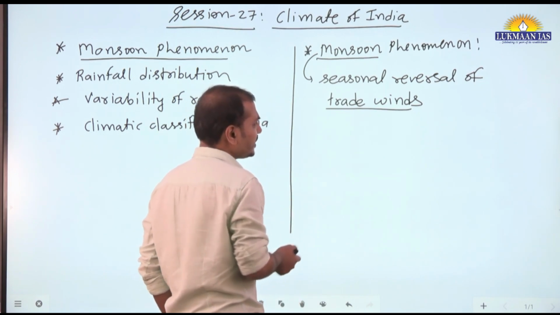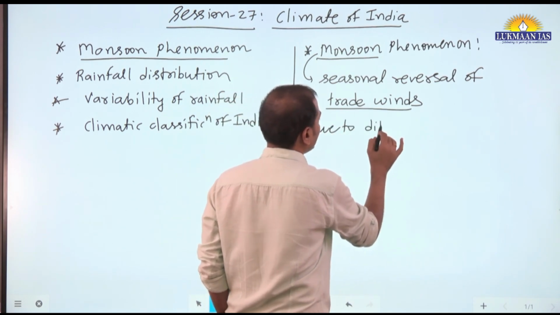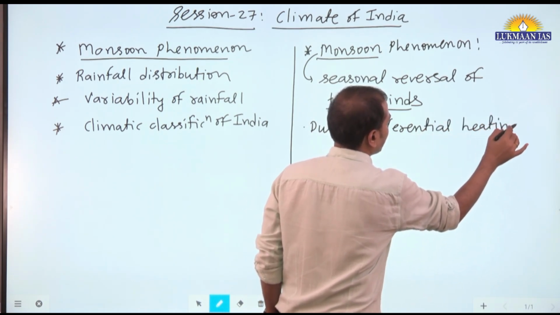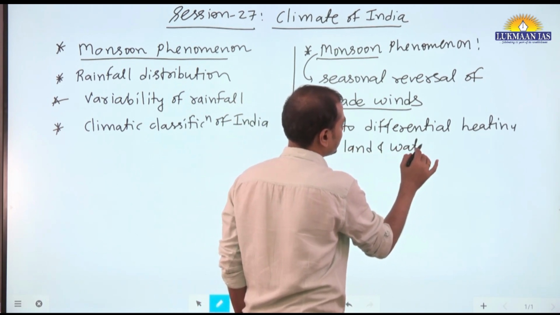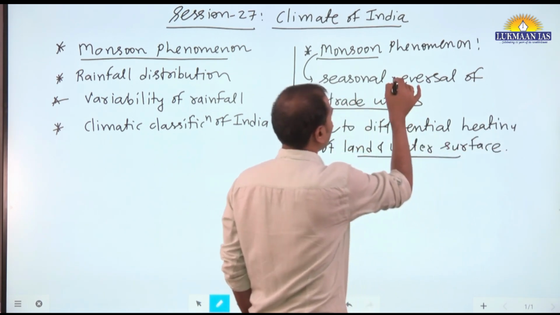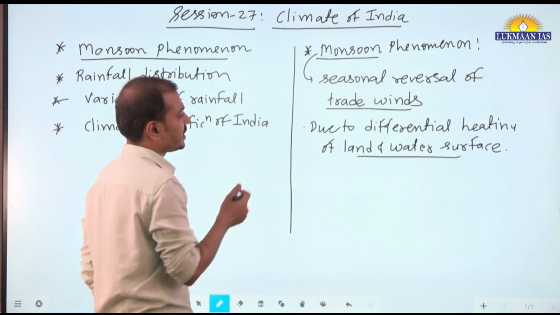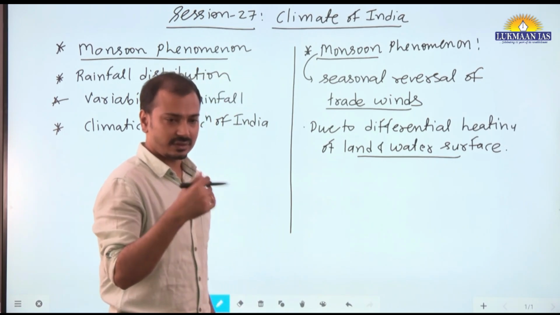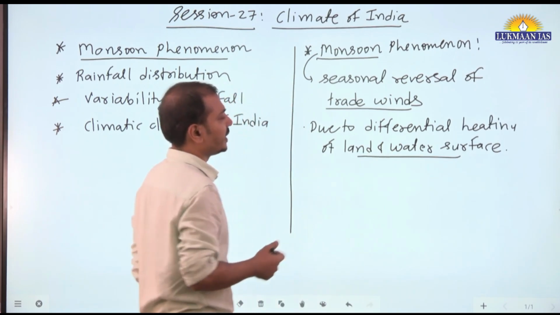Okay. In simple terms, we can say that due to differential heating of land and water surface, ocean water surface, such a reversal of winds happens. Differential heating of land surface and water surface. We will understand how it works out, but I am just giving a brief idea about how this monsoon phenomenon, a reversal of winds, is working out here.